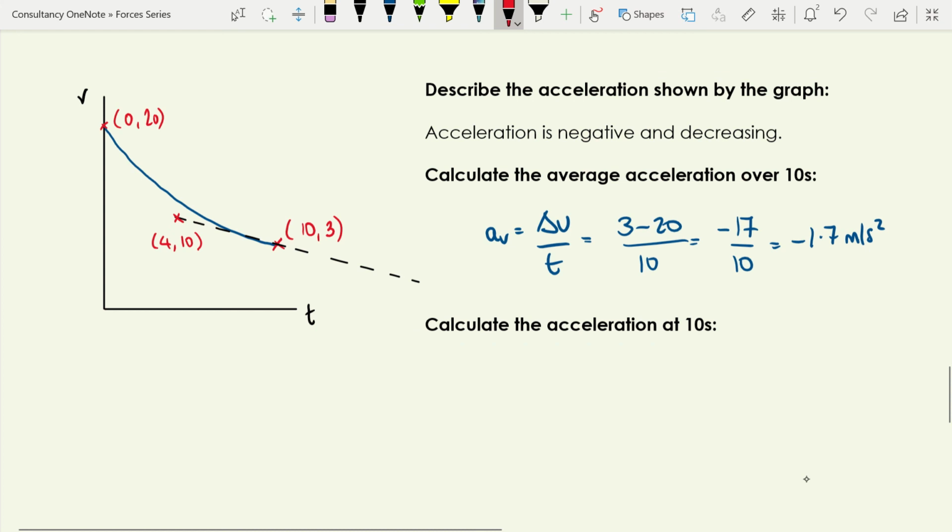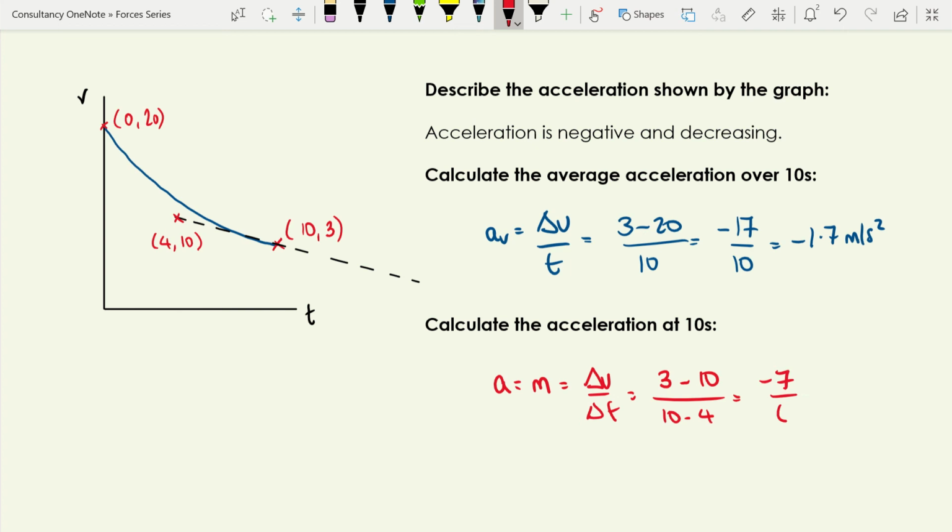So let's calculate the acceleration. We need to find the gradient of our tangent. So for this tangent, our change in v would be 3 minus 10, and the time that's passed is 10 minus 4. That gives us minus 7 over 6. And I can't do that in my head, so let's actually calculate that. Minus 7 over 6 gives you minus 1.2 meters per second squared.